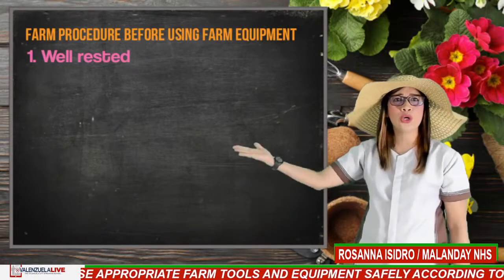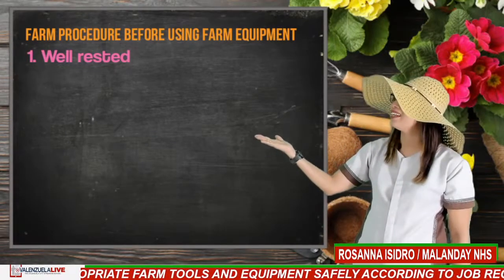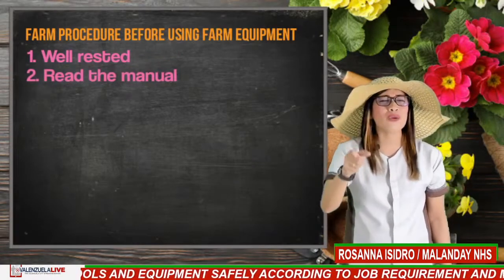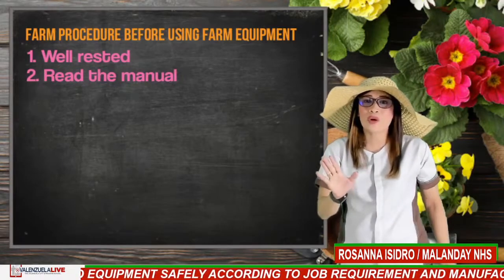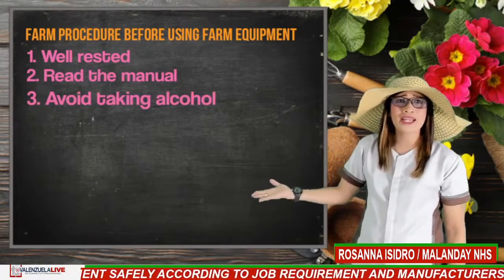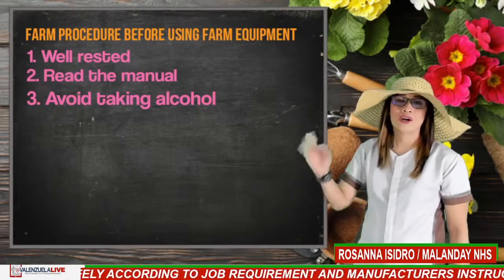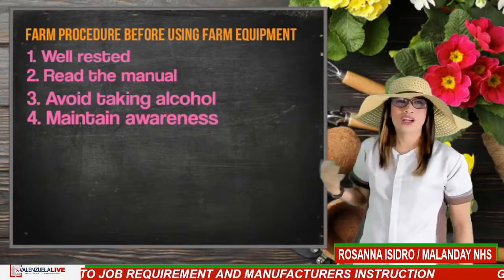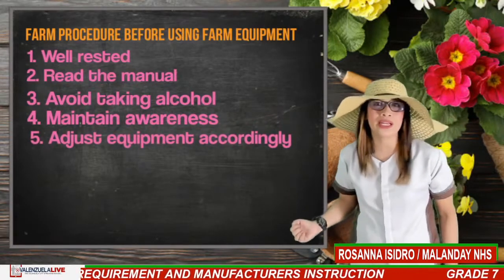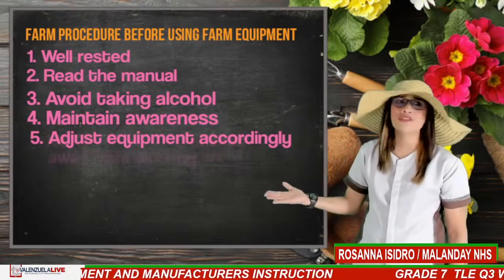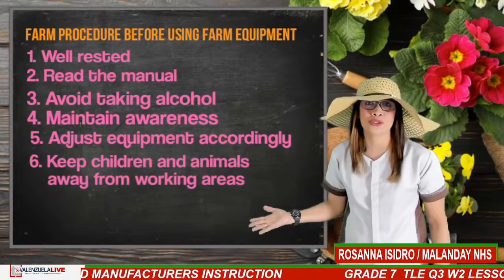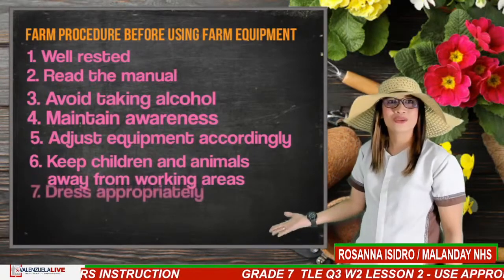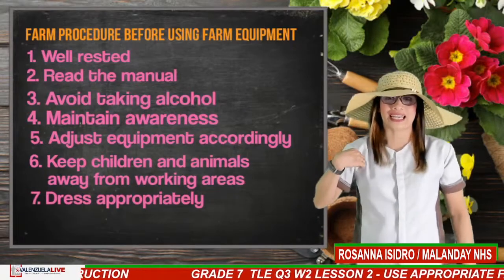There are farm procedures before using farm equipment. First, ensure you're well rested. Second, always thoroughly read the manual of each piece of equipment. Third, avoid taking alcohol. Fourth, maintain awareness. Fifth, adjust equipment accordingly. Number 6, keep children and animals away from working areas. And last, of course, dress appropriately.